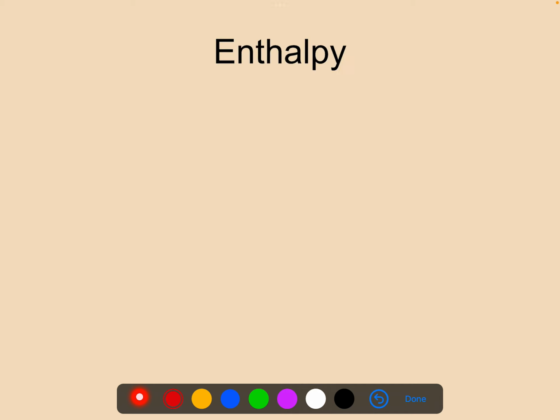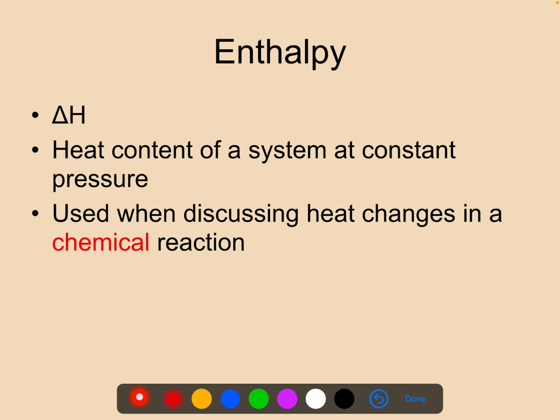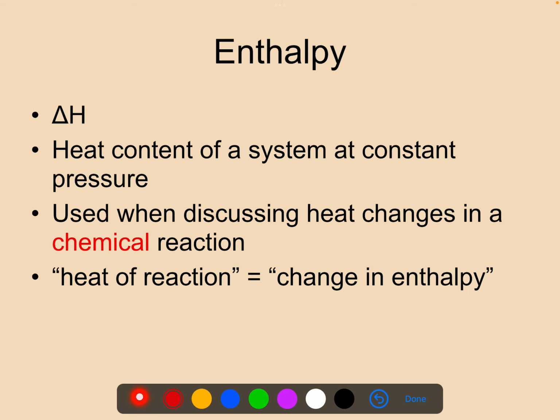Looking at delta H, we refer to it as enthalpy, which looks at the heat content of a system at constant pressure. So we typically use enthalpy whenever we're discussing heat changes in a chemical reaction. And the heat of reaction that we typically look at, that delta H, refers to our change in enthalpy, so the change in heat over the course of the reaction.